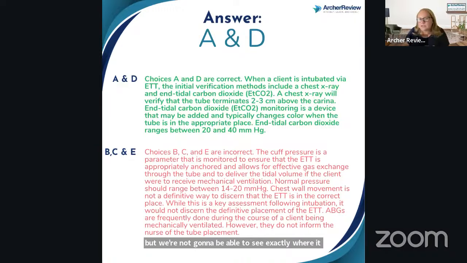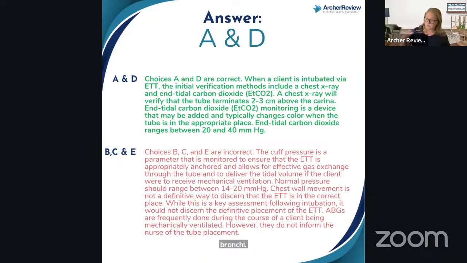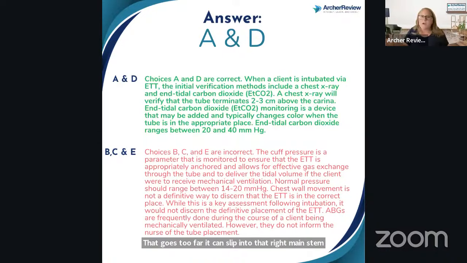And we want that ET tube to be number one in their trachea, number two, ending just above the tip of their carina. That's where the trachea bifurcates into the two main stem bronchi. If it goes too far, it can slip into that right main stem bronchus. No good. Then we're only breathing on the right side. We could accidentally put it down the esophagus and we could be intubating the stomach. We're not going to be breathing well at all there, okay? So think about what your best answer is. The only way you can see it with your eyeballs, chest x-ray, that's your gold standard.